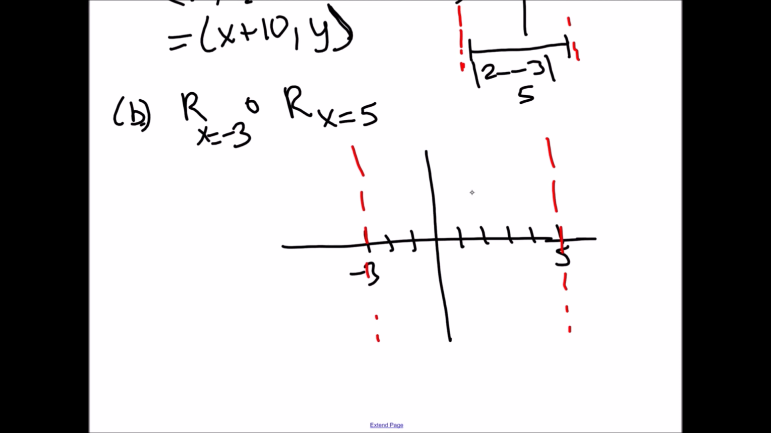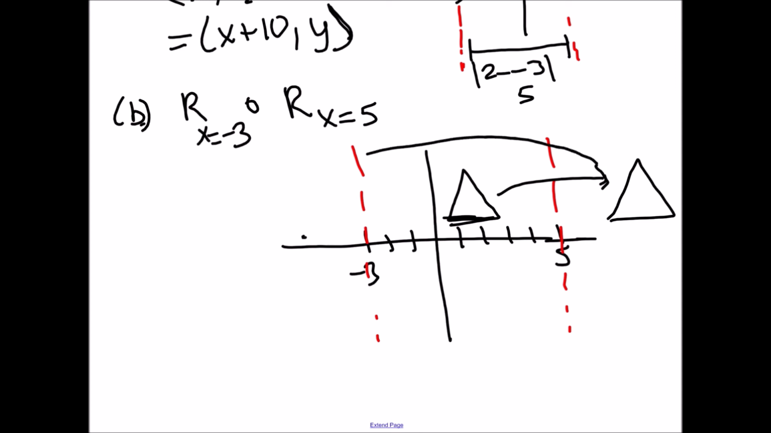And remember, we're first doing x equals 5. So whatever shape I have, I am taking that shape and I am reflecting it across this line. And so it might look something like that if I reflect it. And then I'm going to reflect it again, but I'm going to reflect it about x equals -3. And so that's going to end up flipping it over this way, right? So this right here will be my final shape.